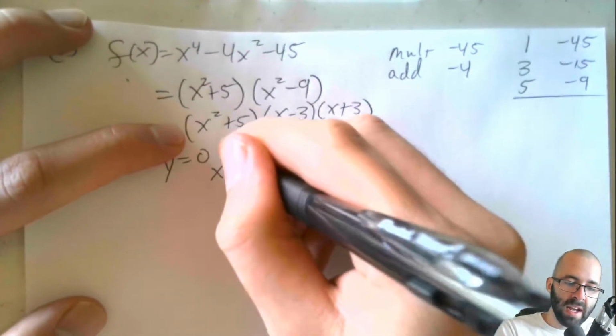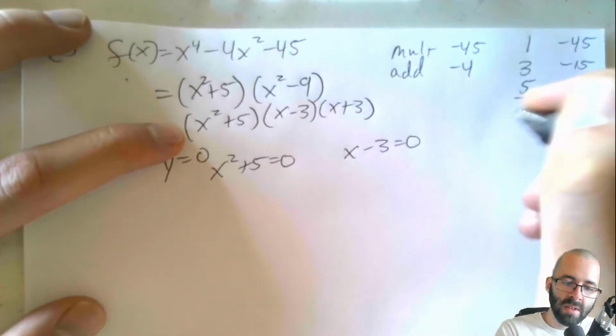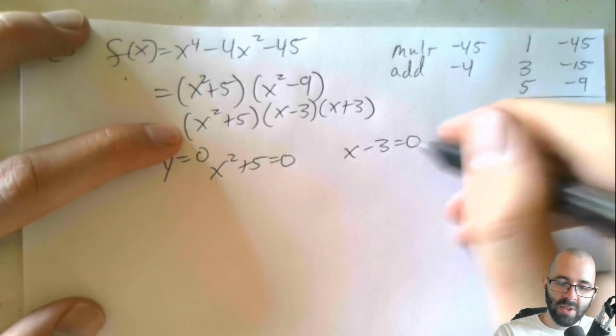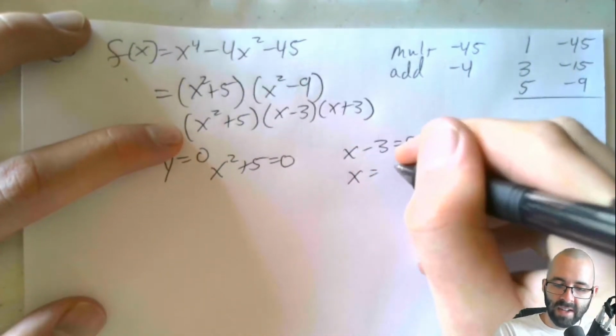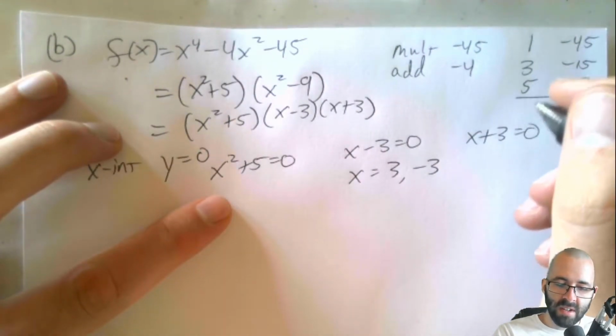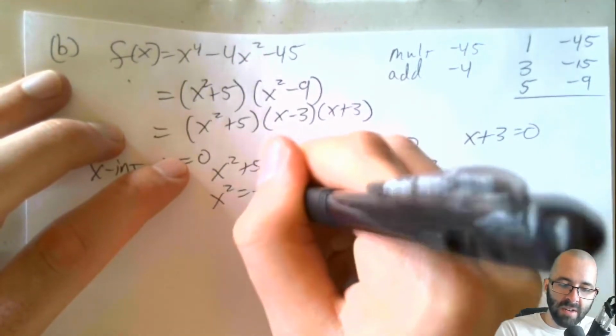That's going to be when x squared plus 5 is equal to 0, x minus 3 equals 0, and when x plus 3 equals 0. These second two are very easy. X is going to be 3 and negative 3. This first one's not quite as easy. You have to subtract 5 over. Get x squared equals negative 5.